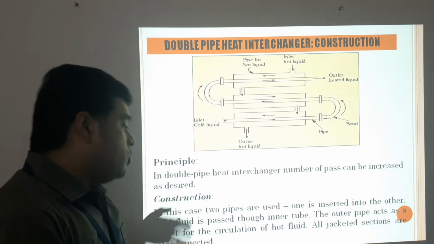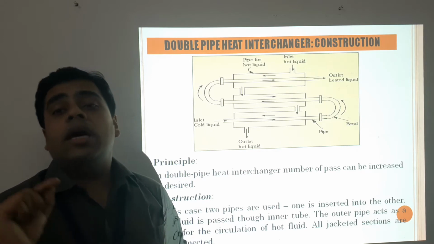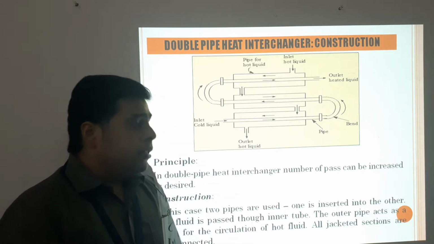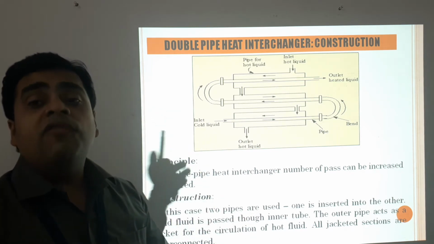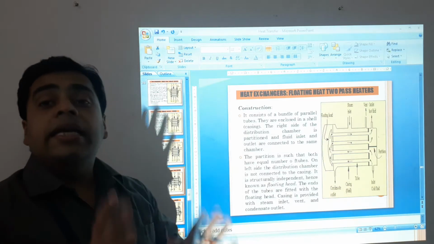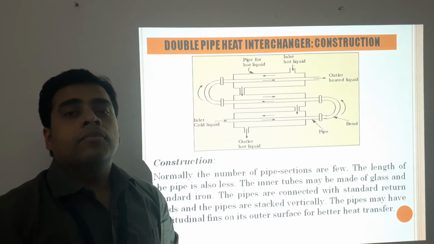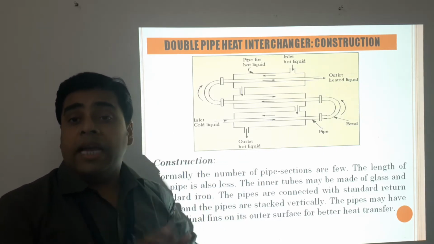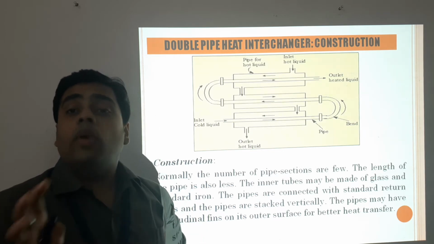So come to its construction. In this case, two pipes are used, one inserted into the other. The cold fluid passes through the inner tube. The outer pipe acts as a jacket for the circulation of hot fluid, and all the jacketed sections are interconnected. Normally, the number of pipe sections is few, and the length of the pipe is also quite less.